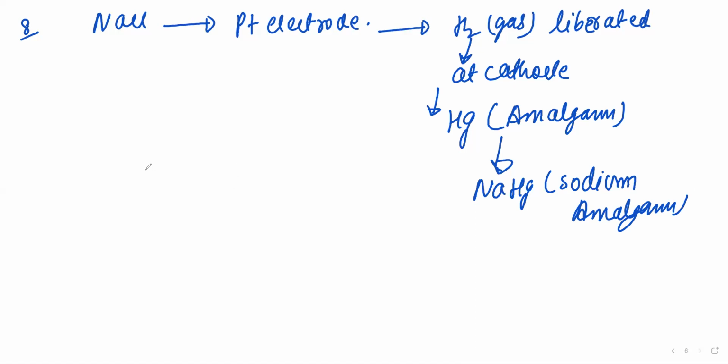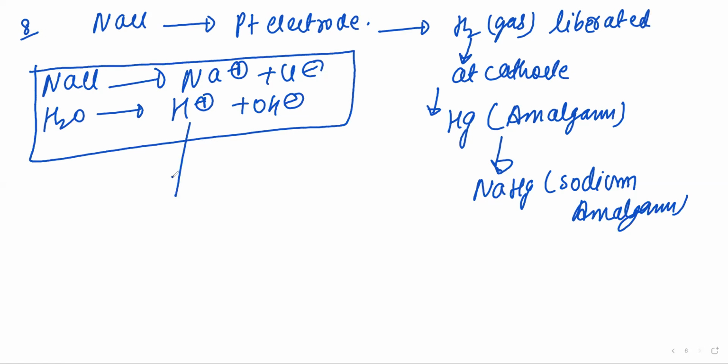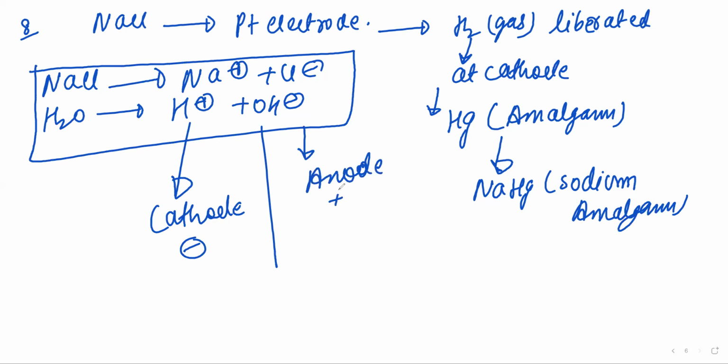So see, first we'll write the reaction for NaCl. It will be converted into Na plus and Cl minus. And for water it will be H plus and OH minus. When electric current is passed through the solution using platinum electrode, Na plus and H plus move towards cathode. So this reaction is happening in a container. The plus part will move towards cathode because cathode holds a minus charge. In a similar manner, the minus part will be attracted towards anode because of the positive charge.